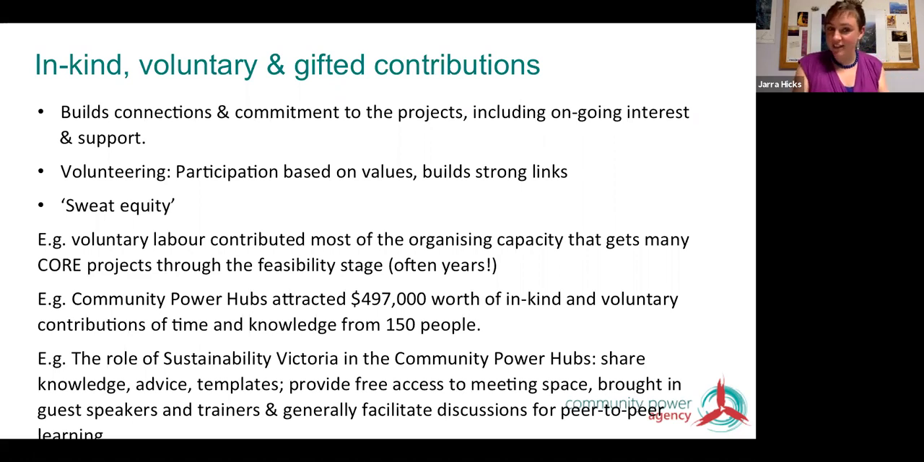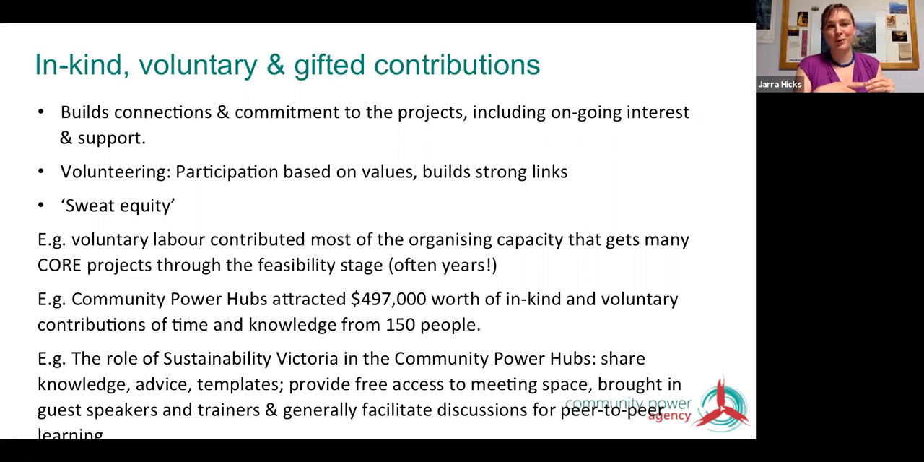A recent and impressive stat that came out of the Community Power Hubs program was that across their three different hubs, they had a lot of people involved in volunteering for the project and helping to get the projects up and running. They've delivered 15 community energy projects across the three community power hubs that together add up to 1.3 megawatts. And in that process, they attracted almost $500,000 worth of in-kind and voluntary contributions of time and knowledge and resources from 150 different people. So that gives you a sense not only of the financial value of the in-kind and voluntary contributions, but also of the number of relationships that have been built up through those contributions.